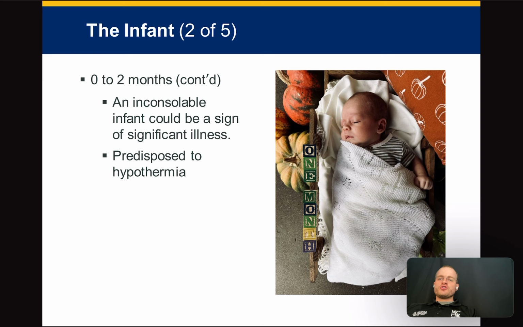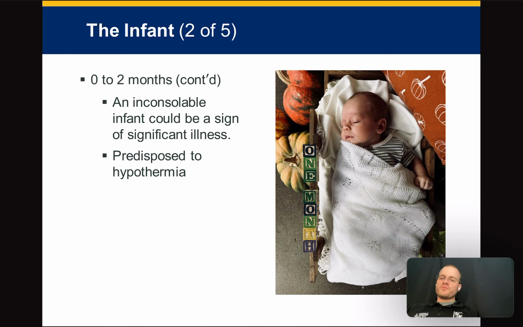So at 0 to 2 months, an inconsolable infant could be a sign of significant illness. So a baby that cries and cries and cries, no matter if you change their diaper and you feed them and you burp them and you lay them down and you try to console them and you rock them, you cannot get them to stop crying. We call that inconsolable, and that may mean there's something wrong. Again, a baby can't raise their hand and say, "Yo, bro, my stomach hurts." They just cry, and that's the challenge, I should say.